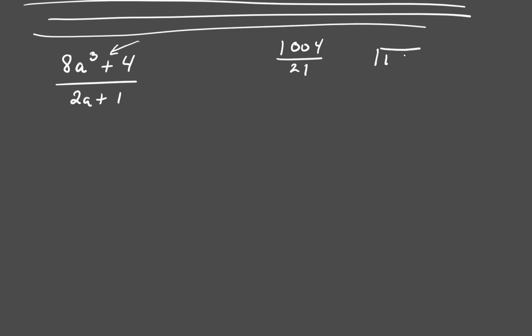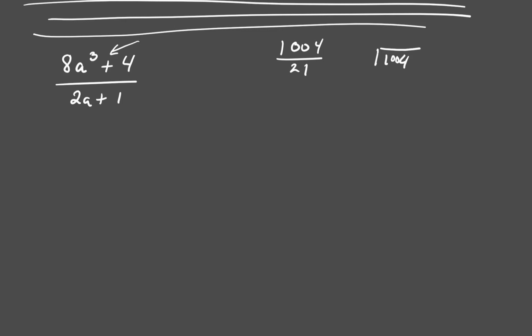Let's say I'm going to take 8a cubed plus 4, and I'm going to divide it by 2a plus 1. In this numerator, it's a degree 3 polynomial, but I'm missing the a squared term and the a term. So I'm missing some terms. Well, in long division, if I was going to divide 1004 by, say, 21, I don't just write in the 1 and the 4 there. I have placeholder values, right?